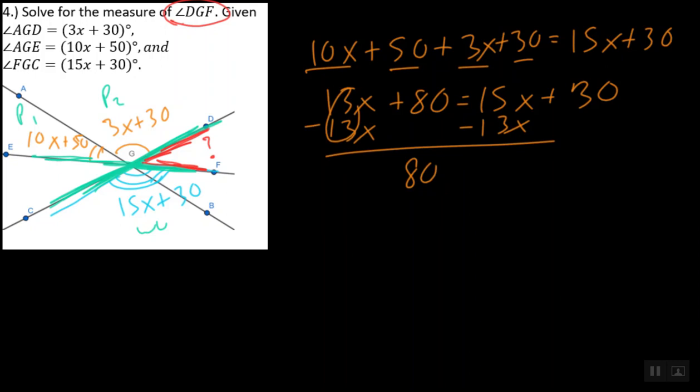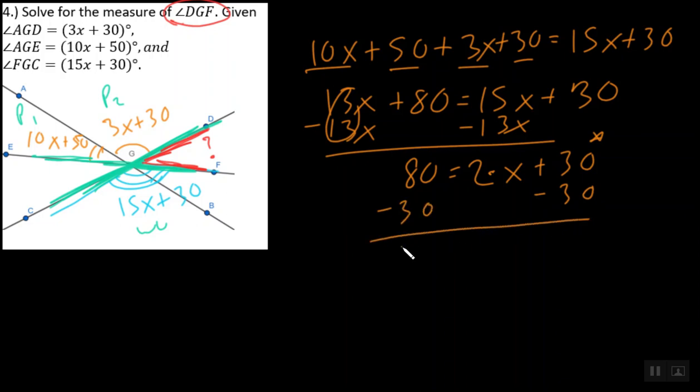And now we have 80 is equal to 15 minus 13, which is 2x plus 30. And from here, you know how to do this. What do we get rid of first, our multiplication or our addition? Well, let's get rid of our addition, and we can do minus 30 and minus 30. And 80 minus 30 is 50, which equals 2x. And how can we get rid of the 2? Well, we can divide both sides by 2, and we get x equals 25.